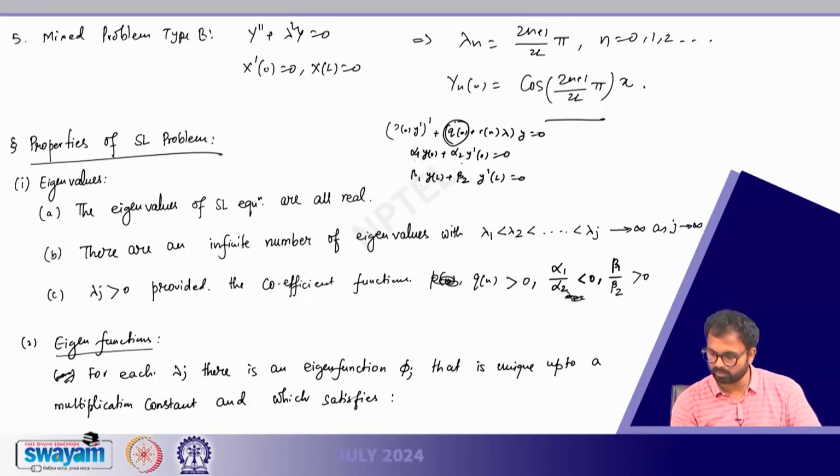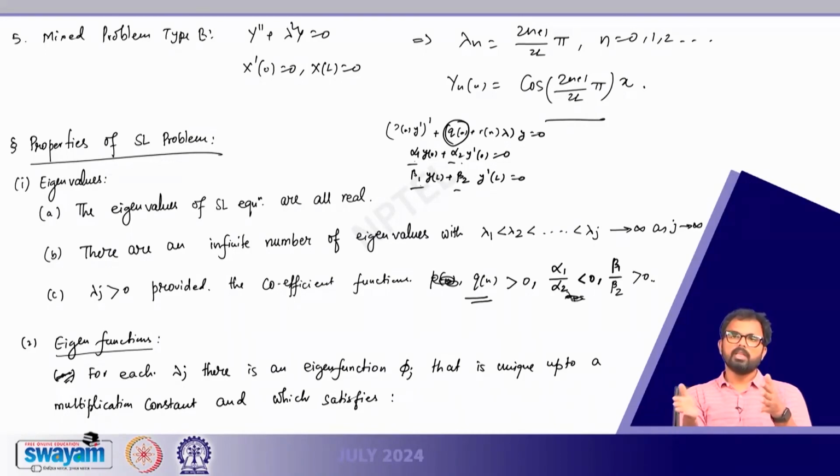We have q(x), so q(x) needs to be positive, and then alpha 1 by alpha 2 here and beta 1 by beta 2 here. So, this needs to be negative and this ratio needs to be positive, right. Now if that happens, then all the eigenvalues will be positive, but when we calculate the eigenvalues, it does not always have to be that they will all be positive. First of all, they will all be real, that is for sure.